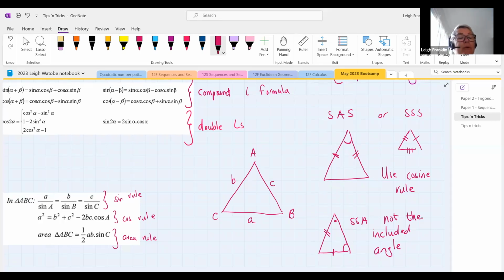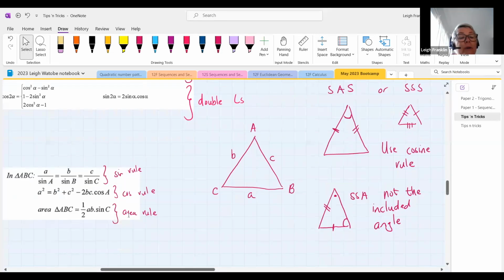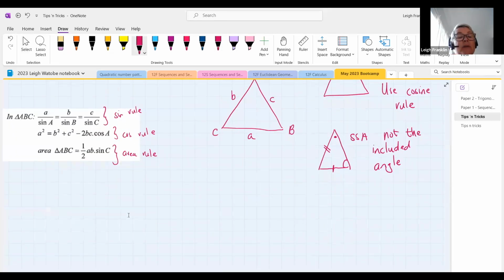It really doesn't matter. Your area rule can only be used in a side angle side situation. So when they say ab sine C, the reason for that is here's side a, here's side b, and then it's the sine of angle C. So that would be the included angle. Okay, like so.